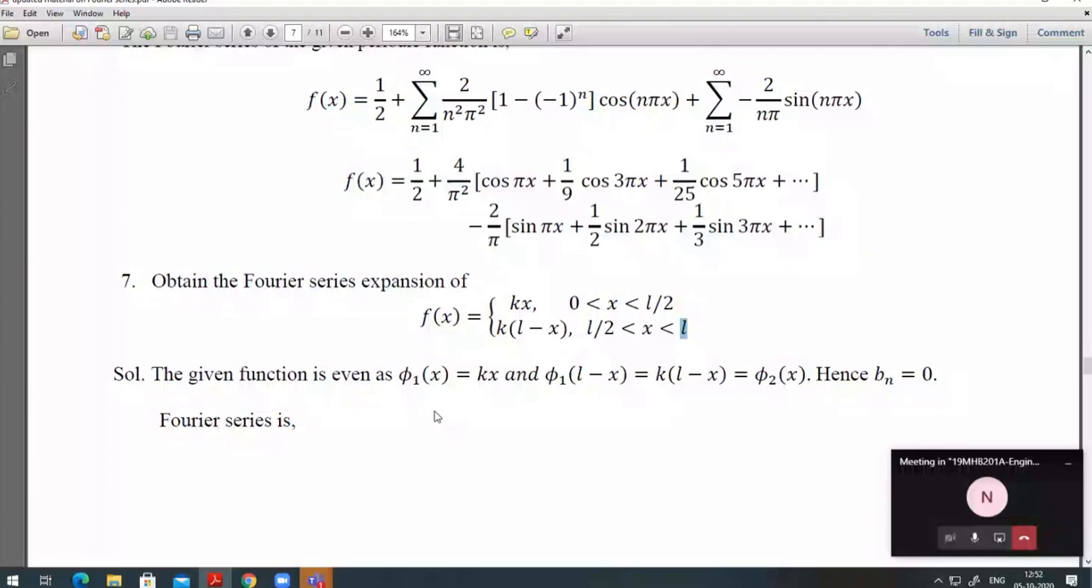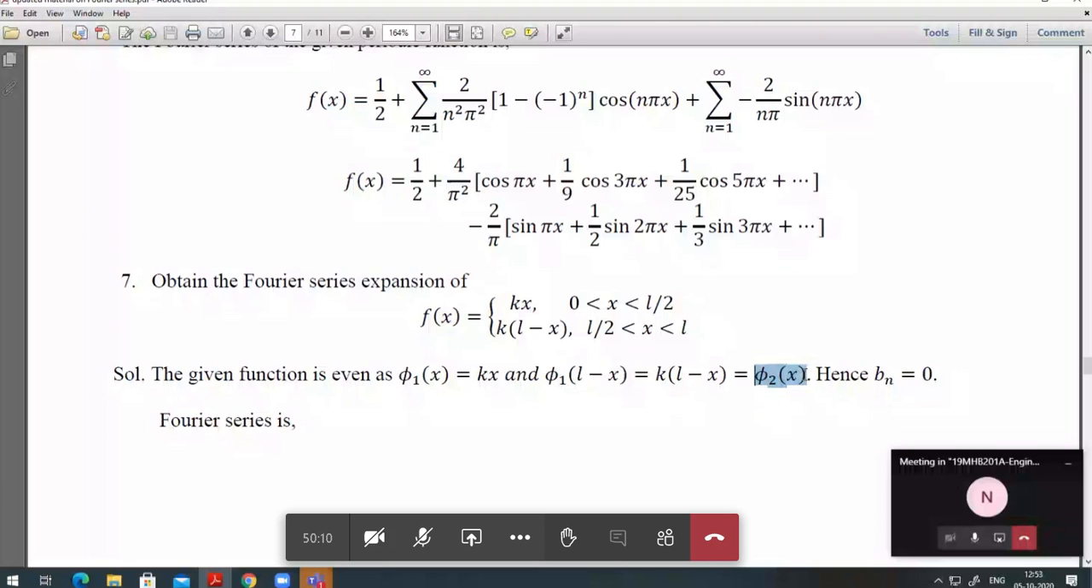Since phi1 of b minus x is equal to phi2, hence it is an even function. So only the cosine terms appear and the sine terms are zero. The rest of the problem is the same. The period of this 7th example is L, so it is 2 by L.